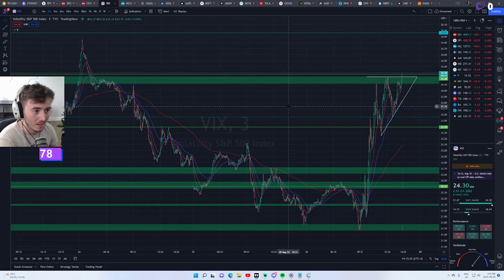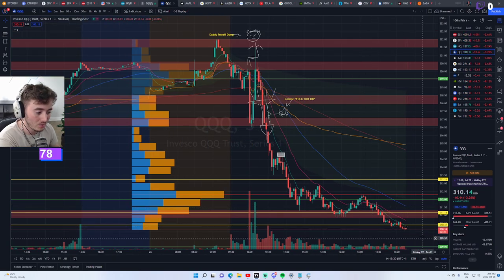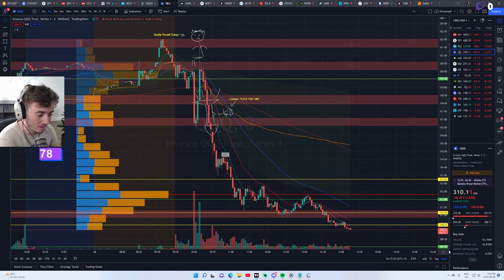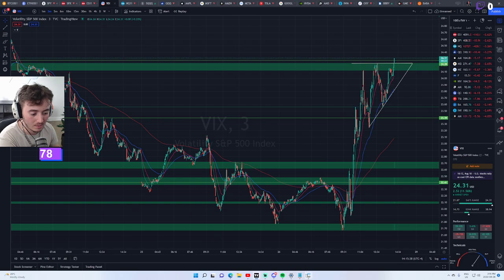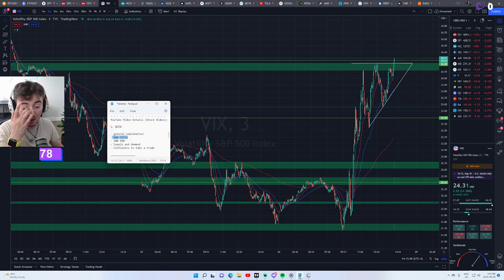So what does that mean? That means I can keep shorting QQQ if I'm in a short. I can short this down a little further, maybe to my watch list level right here, 309.05. You know what I'm saying? So that is the second kind of tip when you're watching the VIX for some nice confluence.